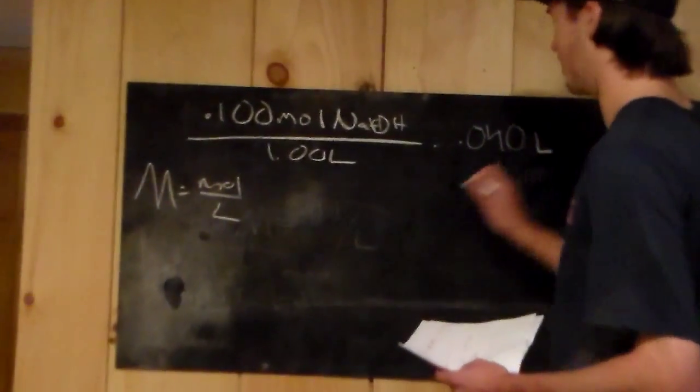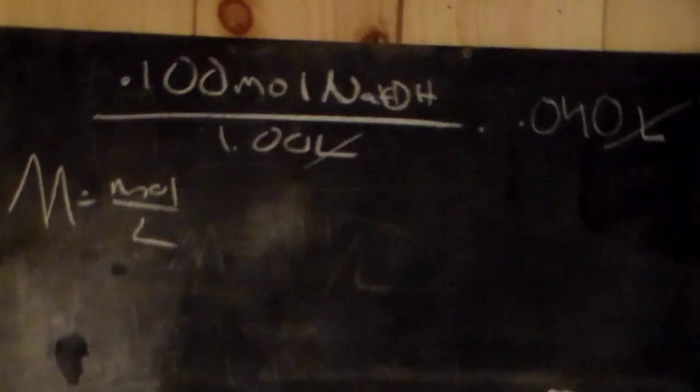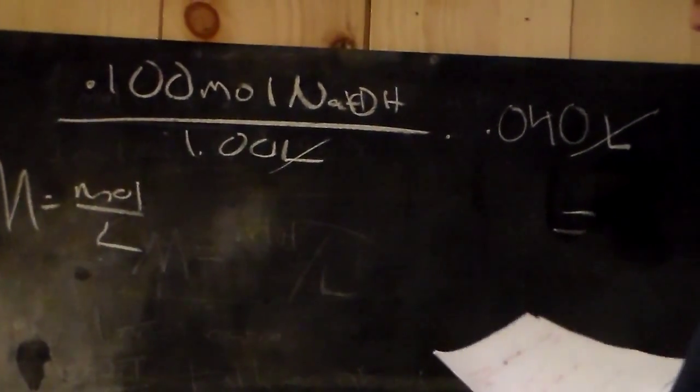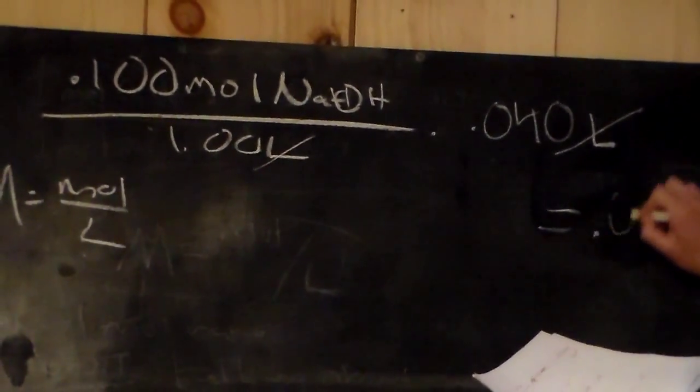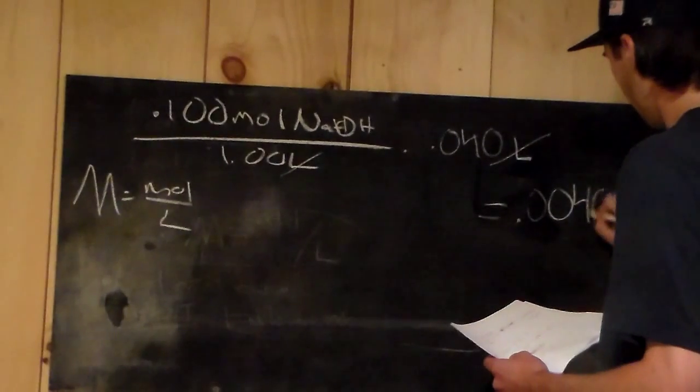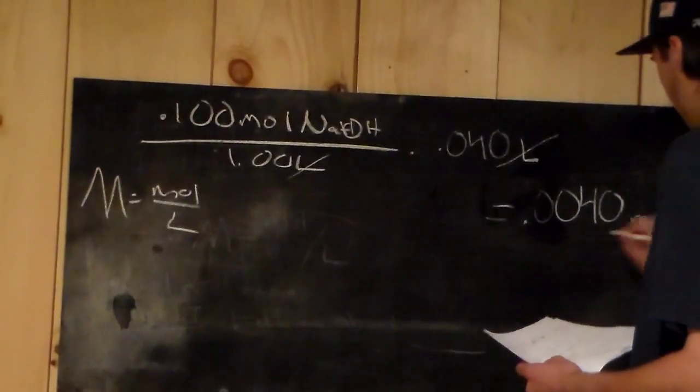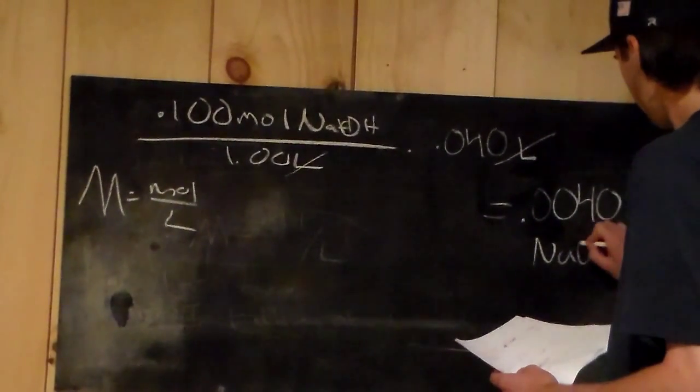So at that equivalence point you have 40 milliliters, which is 0.040 liters, because you need your liters to cancel out. And then when you do that math, that gives you an answer of 0.0040 moles of NaOH.